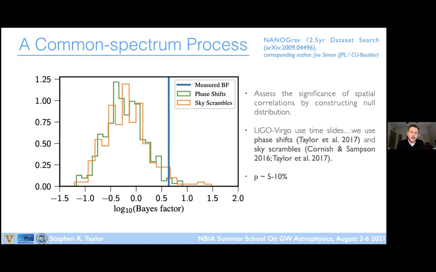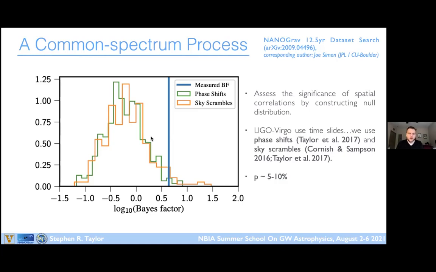But we'd like to calibrate that for our particular problem, and a way we can do that is using something we call sky scrambles and phase shifts. They're essentially the PTA version of LIGO-Virgo time slides. I don't know if that's been discussed earlier in the week, whether Jonah mentioned that, but LIGO and Virgo have ways of sliding their data and offsetting it by different amounts of time to see how often spurious noise fluctuations can give signals that are as significant as what has actually been found.